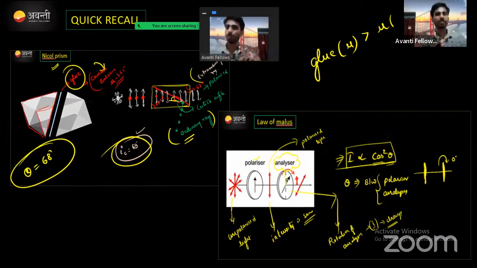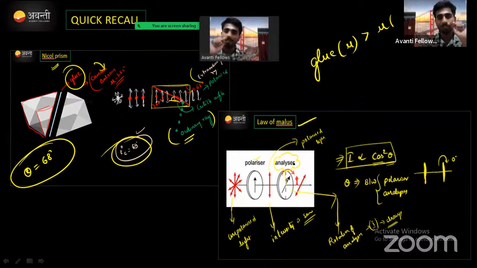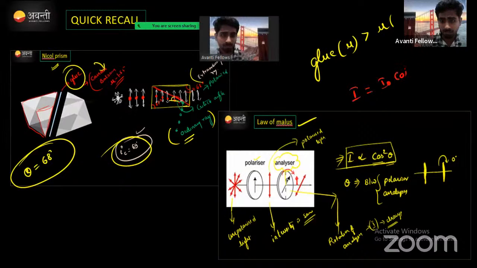Okay, if that is clear, then if you change the analyzer, the intensity decreases. Yesterday, when the intensity decreases, we need to calculate how much the intensity decreases. Correct na? Here we use Malus law. Using Malus law, we calculated the intensity. Suppose the scientist's equation is I is equal to I naught cos square phi, or cos square theta.